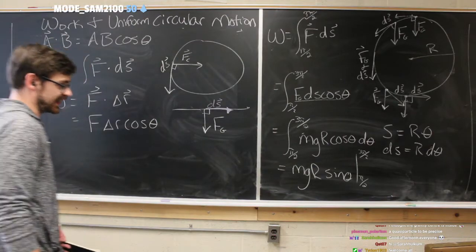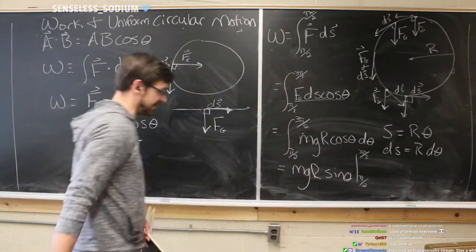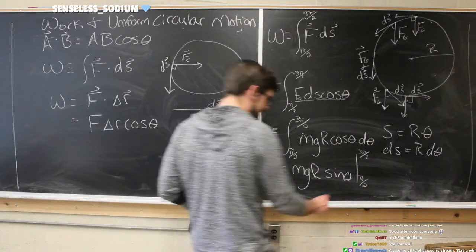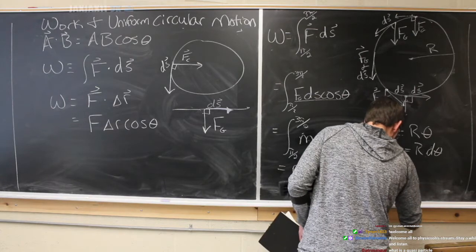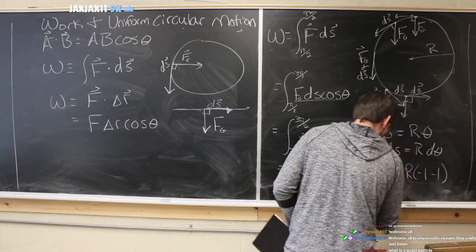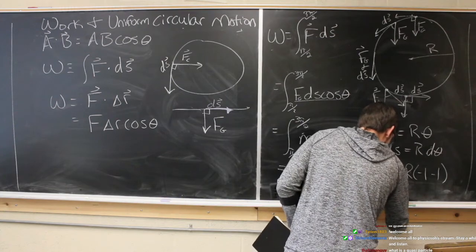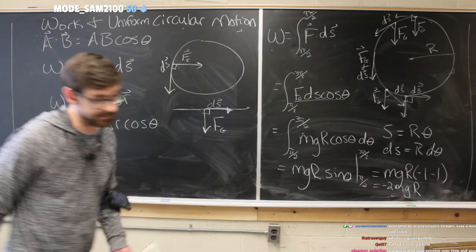So how do we integrate that? Well, now we're going to plug in these values. And I'm going to show you, and now this is the part to really pay attention to, Dodo. What we're going to get here is mg r times minus 1, or negative 2 mg r. Okay?